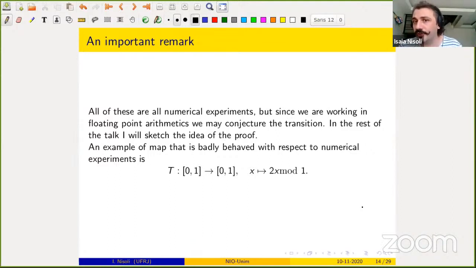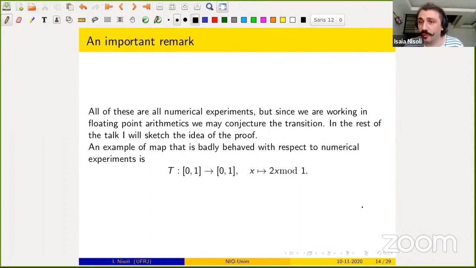But now I will prove a theorem that says, if you start with the Lyapunov... I will prove a theorem about the properties of the Lyapunov exponent of the system. So what we are seeing numerically in principle may not exist.